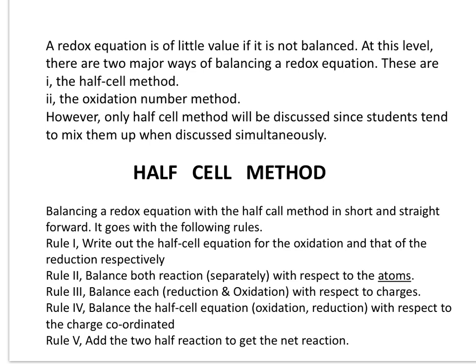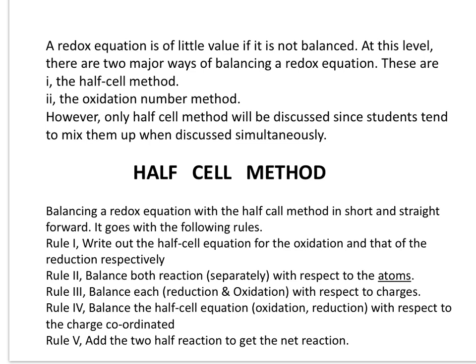The half-cell method. Balancing a redox equation with the half-cell method is short and straightforward. It goes with the following rules. Rule 1. Write out the half-cell equation for the oxidation and that of the reduction, respectively. Rule 2. Balance both reactions separately with respect to the atoms. Rule 3. Balance each reduction and oxidation with respect to charges.